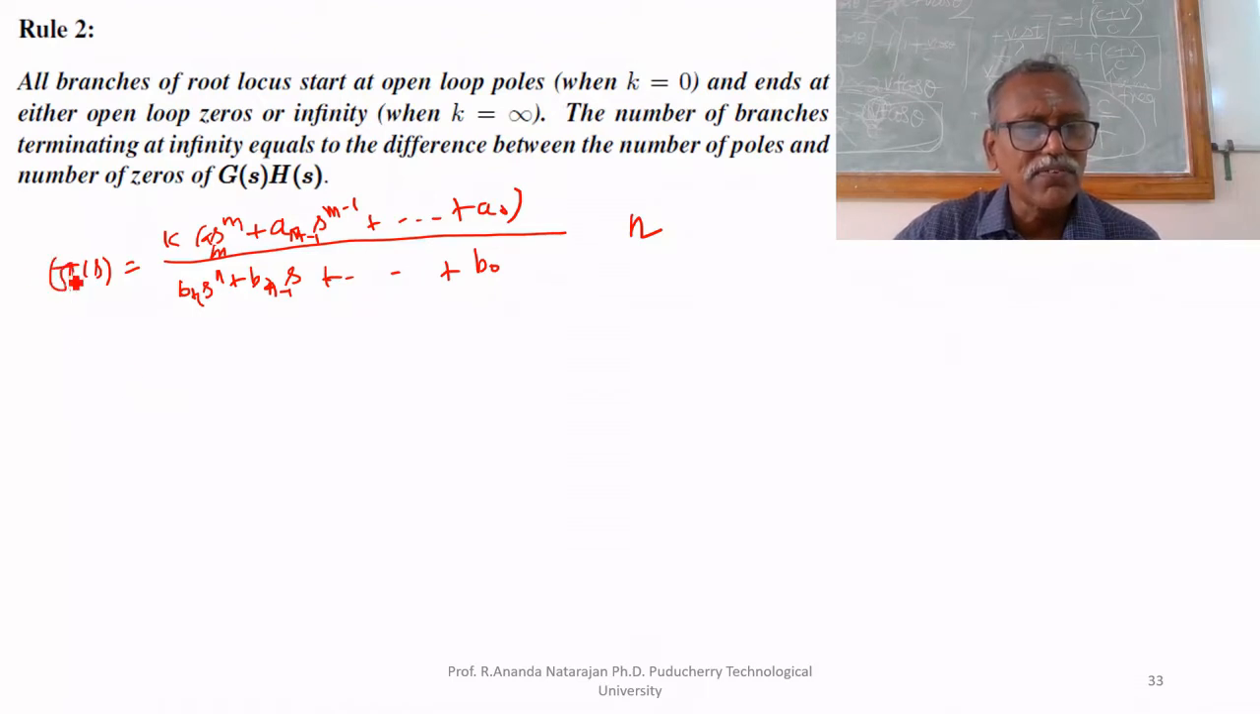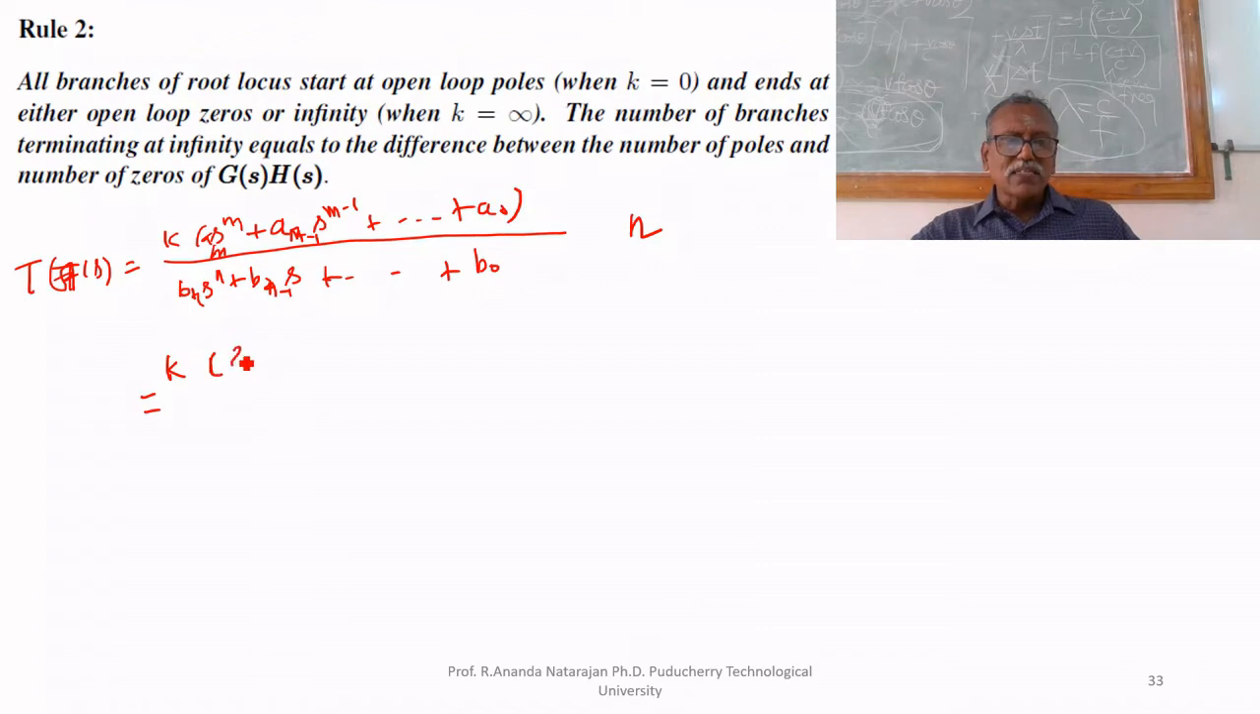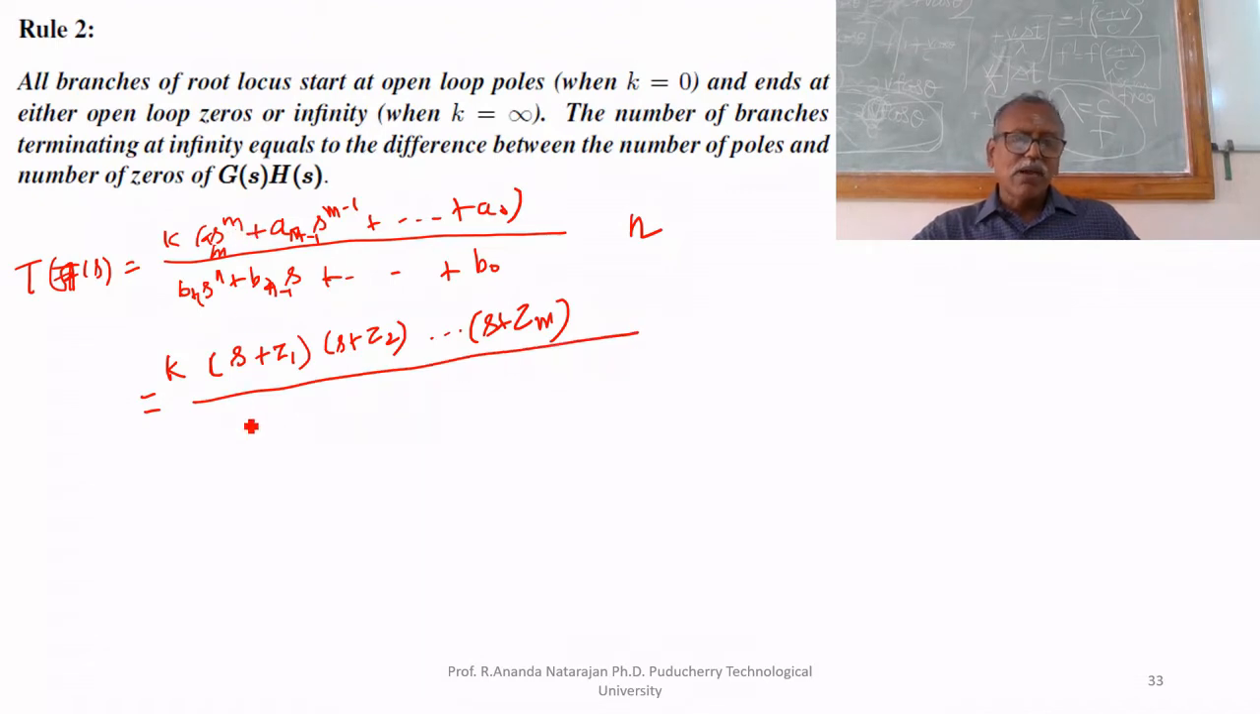Let us call it G of S. Factorize this. How many poles will you get? (S plus Z1)(S plus Z2), etc., up to (S plus Zm), because the degree of the numerator is m. The degree of the denominator is n. Therefore, (S plus P1)(S plus P2), etc., up to (S plus Pn): n number of poles. So you'll get it like this.